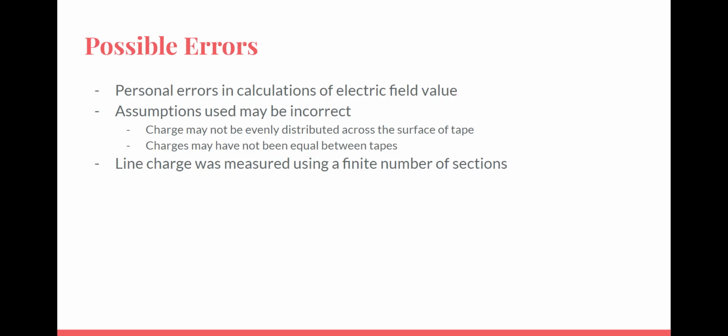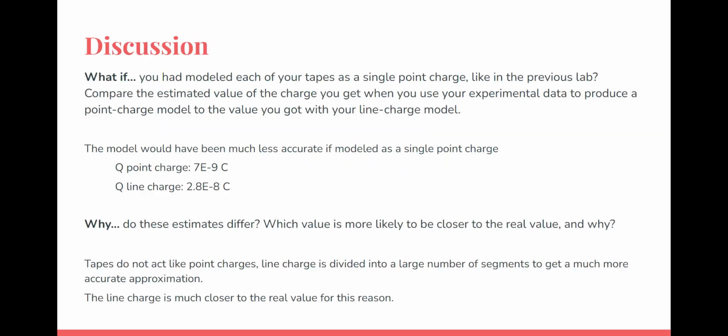The personal errors could have been my calculations, and the assumptions that I used may have been incorrect. The charge may not have been evenly distributed across the surface of the tape. It was just a very easy assumption to disprove, and the charges may not have been equal between the two tapes. And the line charge was measured using a finite number of sections, when in reality you would use an integral and take an infinite amount of sections, as we've done in class.